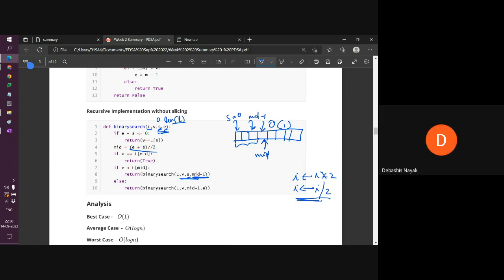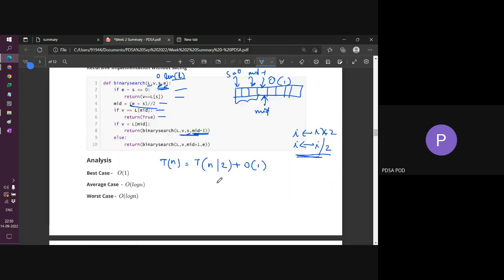Okay, got it. So here you can use a recurrence relation. You can do a similar kind of analysis, but here it will be T of n by 2 plus a constant time, right? There is no n factor here. This is constant. So this is clear for everyone, right?